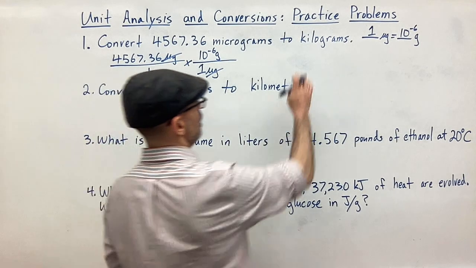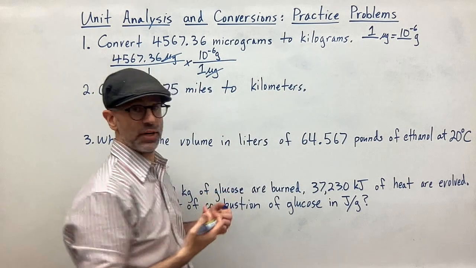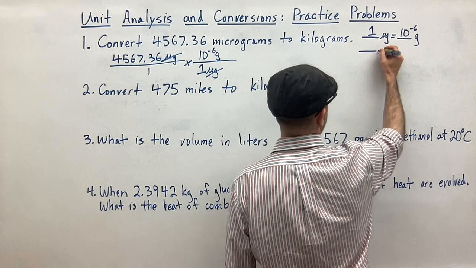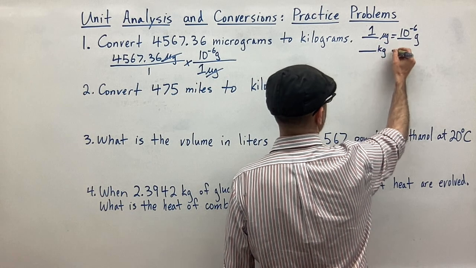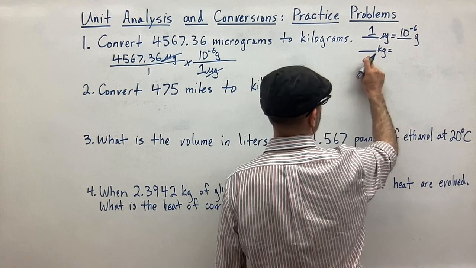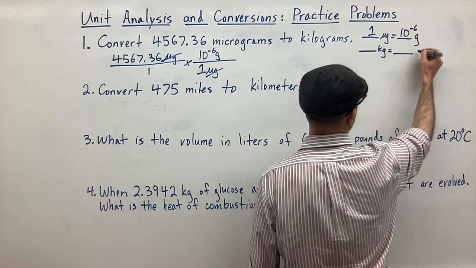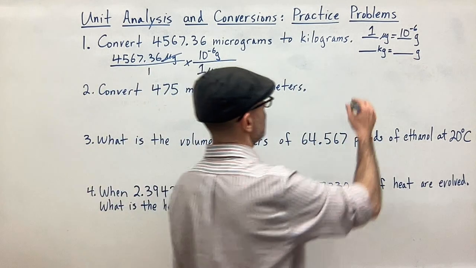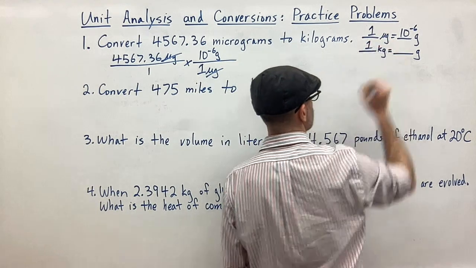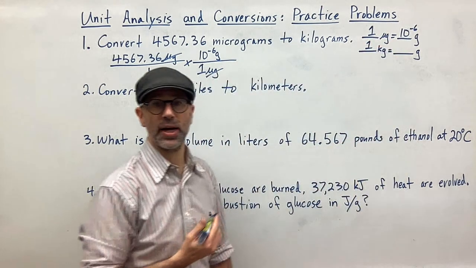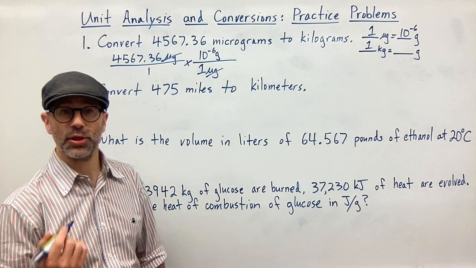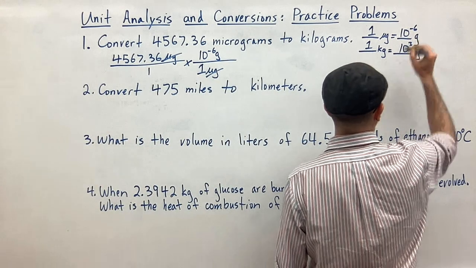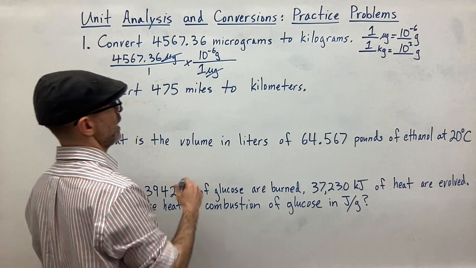Kilo, again, is the prefix. So I'm going to set up my equality. Here again, I'm going to have 1 kilogram is equal to some number of grams. I always put the 1 with the prefix, and the other side gets the multiplier. Kilo means 10 to the third, or 1,000. So I'm going to put that on this side here. Now that's my second conversion.